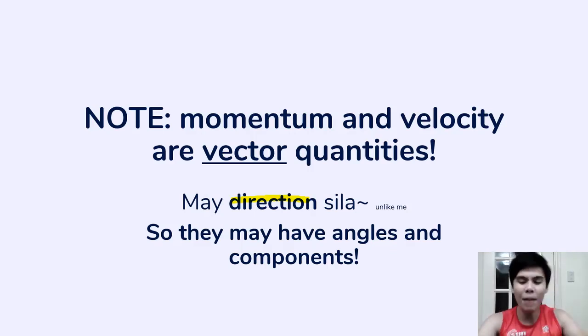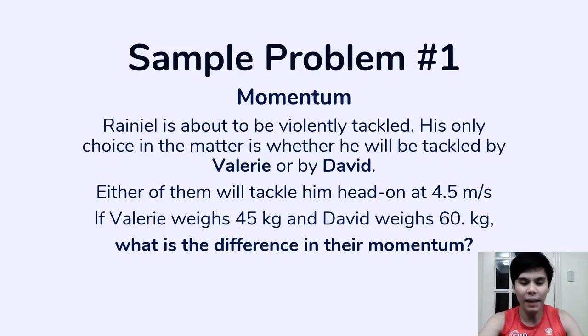But going back, focusing on momentum, we have sample problem number 1. Here, we got some familiar names. Rainiel is about to be violently tackled. His only choice is whether he'll be tackled by Valerie or by David. If either of them will tackle him head on at 4.5 meters per second, what is the difference in their momentum? Who is going to pack less impact?